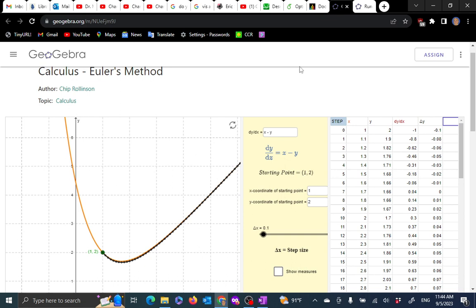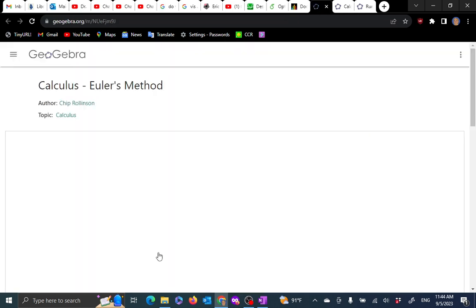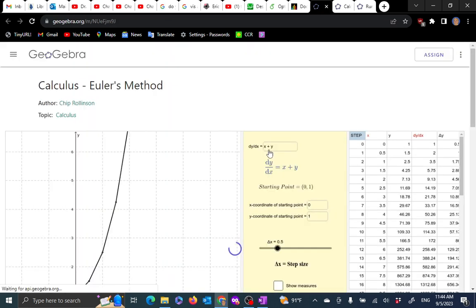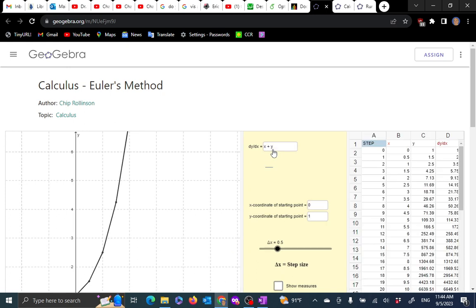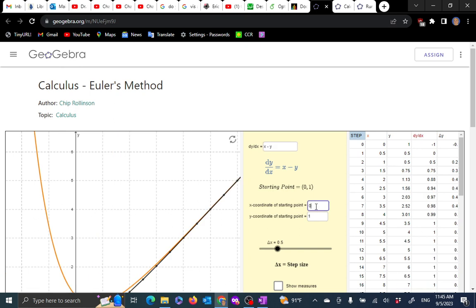Here is a differential equation we were just solving. So first, let me just show it like this. Let's open this one more time. So here is where you enter your differential equation, and then it displays it for you. So in the equation that we had, x minus y. All right. And then our initial condition was 1 and 2.